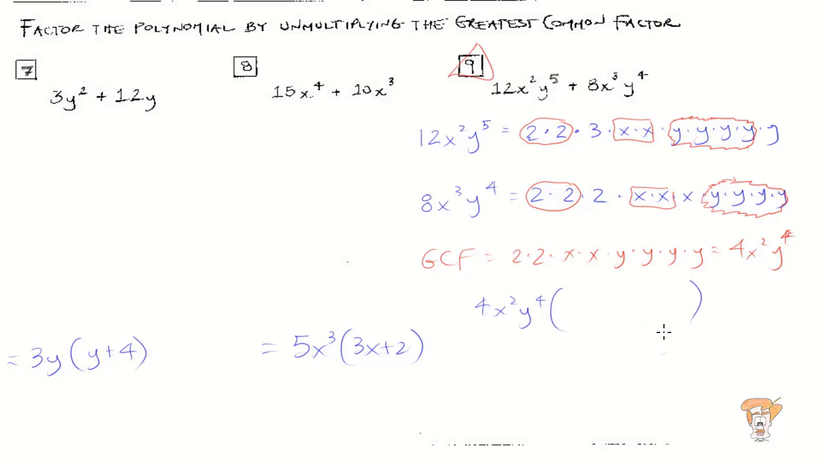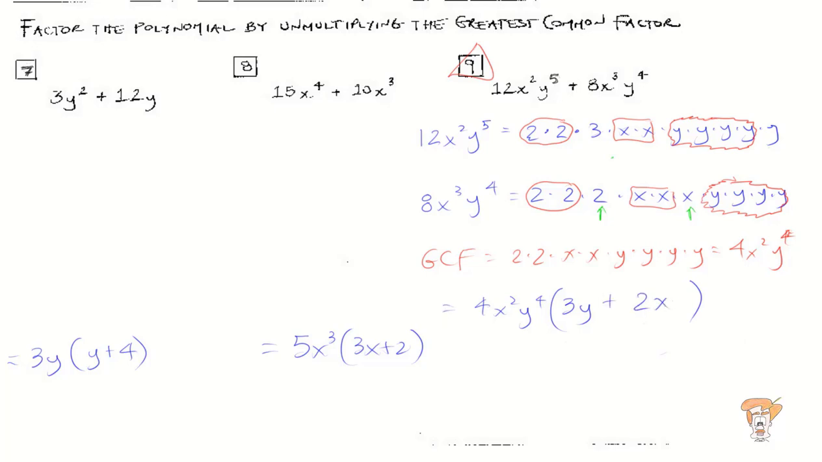And we have to determine what is contained inside the parentheses. If we notice in the monomial 12x squared y to the fifth, the terms that were not outlined in red are the 3 and the y. Therefore, contained in the parentheses is 3y. And similarly, we can look at the factors of the monomial 8x to the third y to the fourth, and we see that the factors that were not outlined in red are 2 and an x. So therefore, contained in the parentheses would be plus 2x.